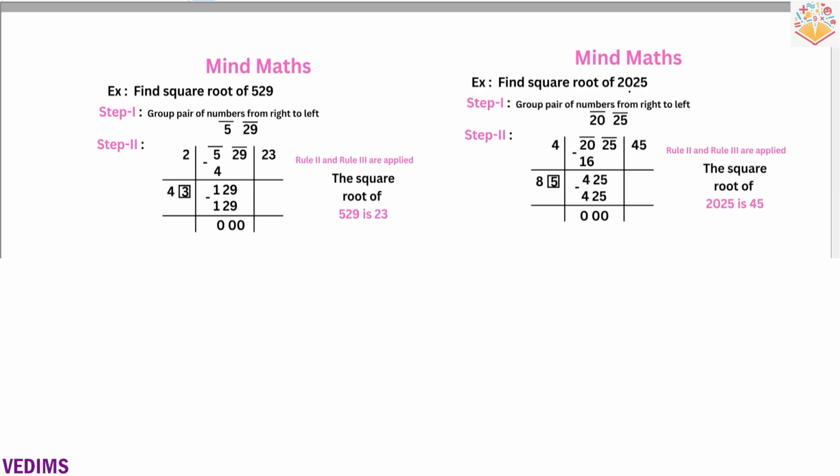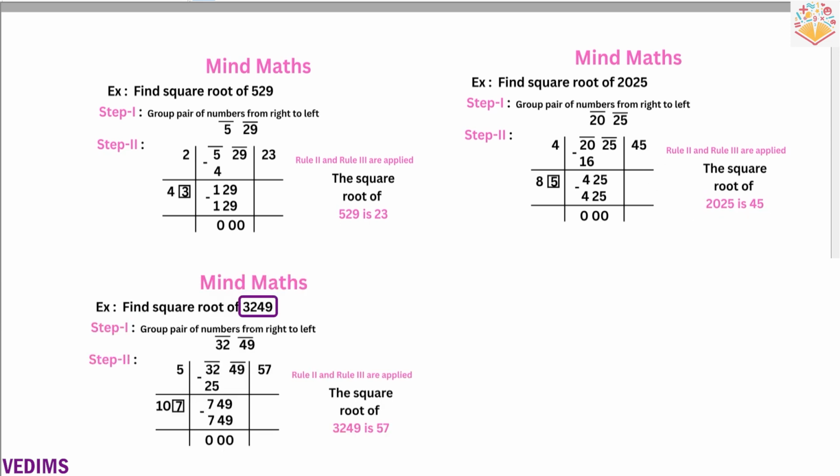Similarly, let us try to find out 2025. Group them into 2. Start. The nearest perfect square is 16. 4 4s are 16. 20 minus 16 is 4. And add this quotient 4 to 4, you get 8. You have to leave a blank and you have to suffix a number. The number that is suffixed is 5. Now multiply 85 by 5. 5 5s are 25, carry 2. 8 5s are 40 plus 2, 42, and it cancels, remainder will be 0. Therefore, the square root of 2025 is 45.